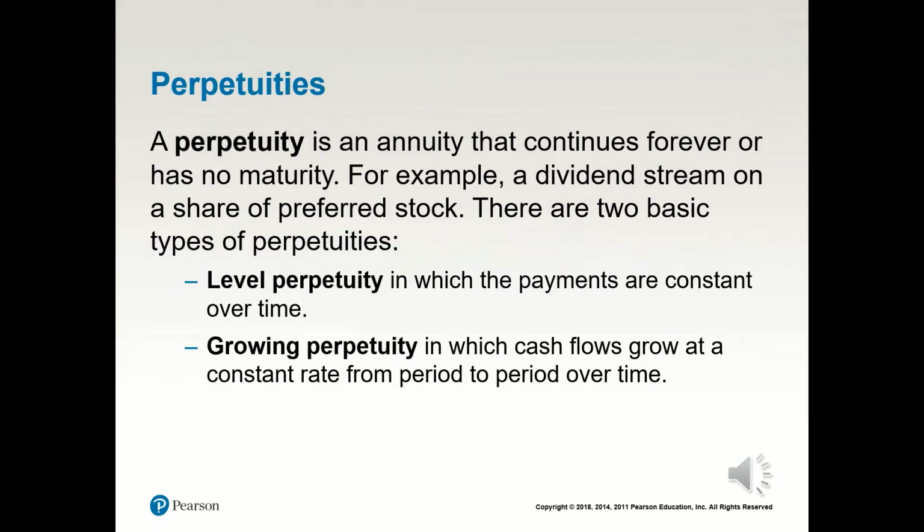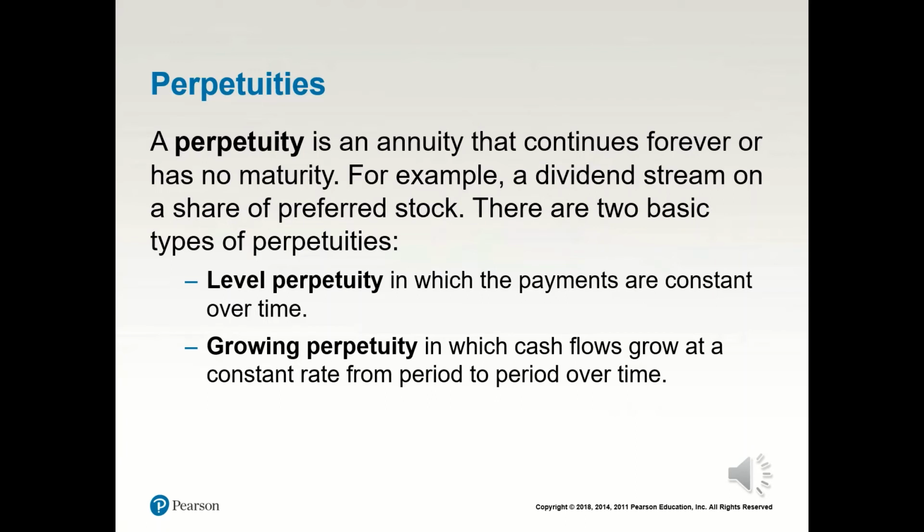The newest concept to discuss is called a perpetuity. A perpetuity is an annuity that has no end. It continues forever. So for example, if you had a dividend coming to you from a preferred stock, that would come to you forever. That is a payment that you would expect to receive ongoing.